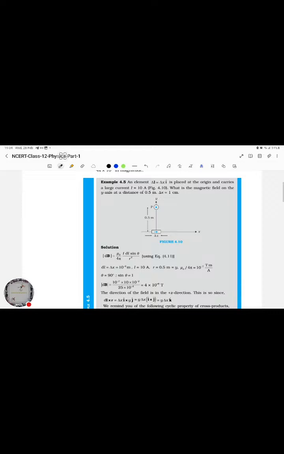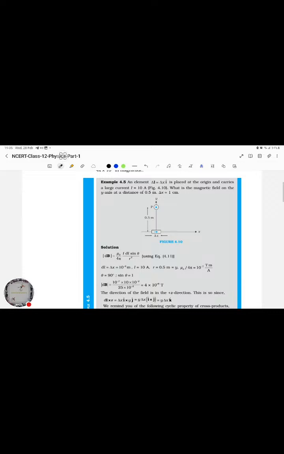Yes, the 10 power minus 2 factor gets cancelled. That's 2 by 5 into 10 power minus 7, which is 4 by 10 into 10 power minus 7. That's actually 4 into 10 power minus 8 Teslas. So that's the magnitude of the field at that particular point on the y-axis. The direction of the field is in the positive z direction.